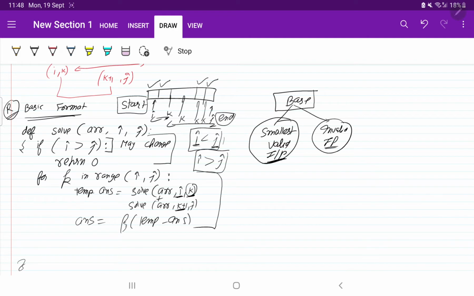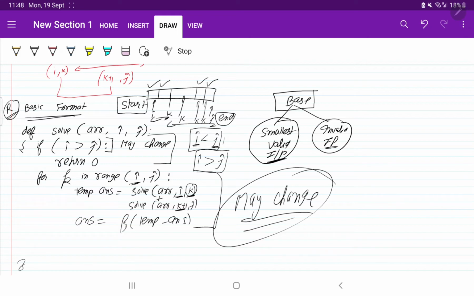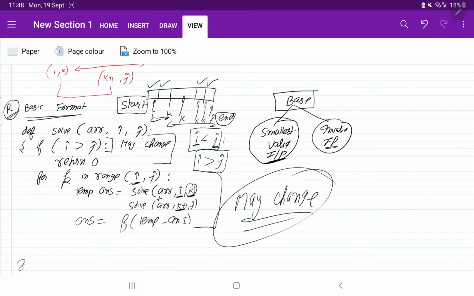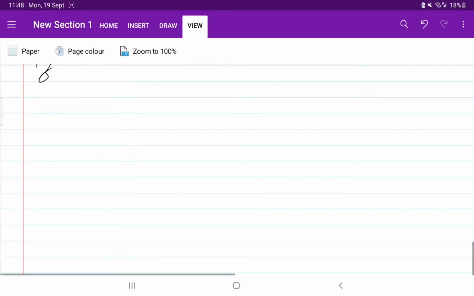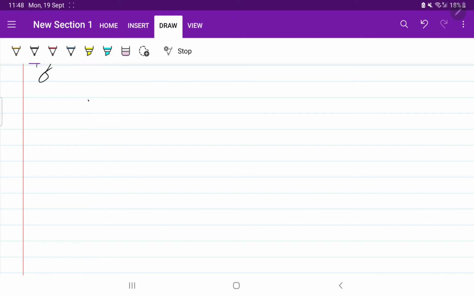Okay, for k will start from I and it may go till j, and I am not saying that it will exactly start from I. This may also change. I just told you the basic format of how to solve such problems. So let us take one problem. It will be much easier because you have got the basic format to solve the problems. So let us take one problem and it will be easier for us.